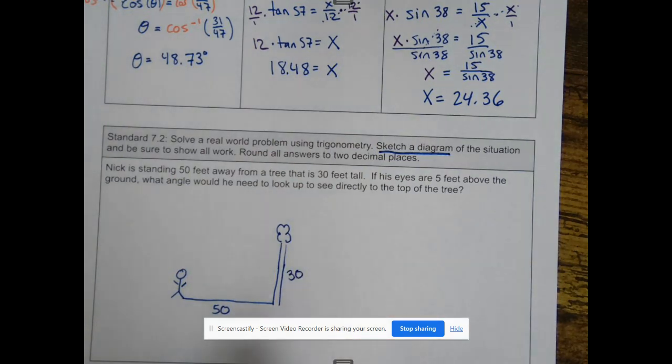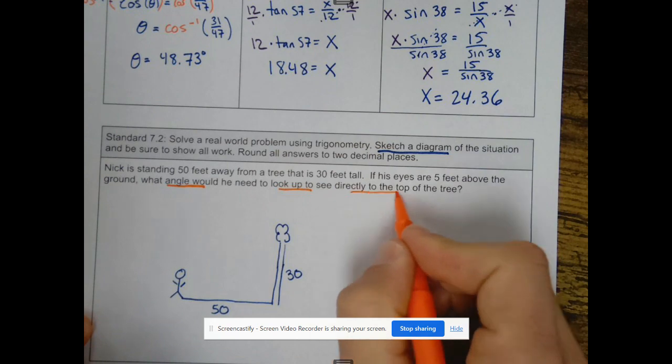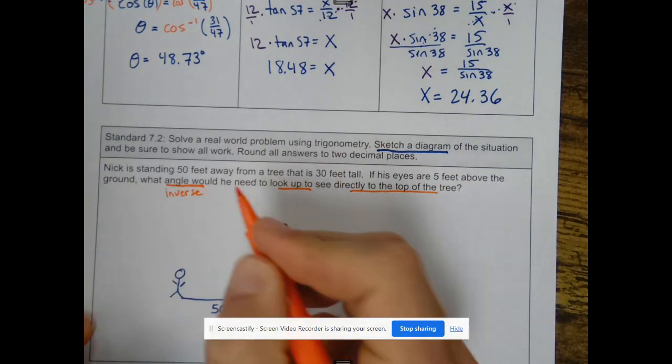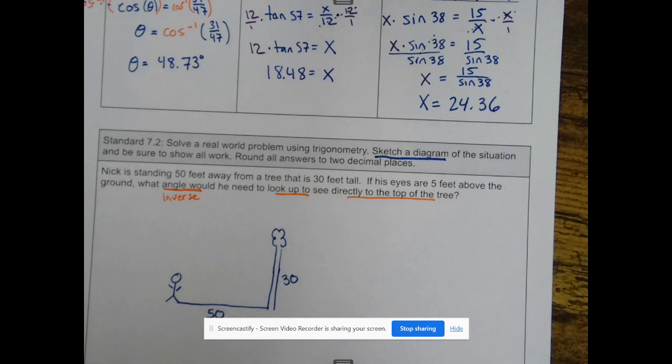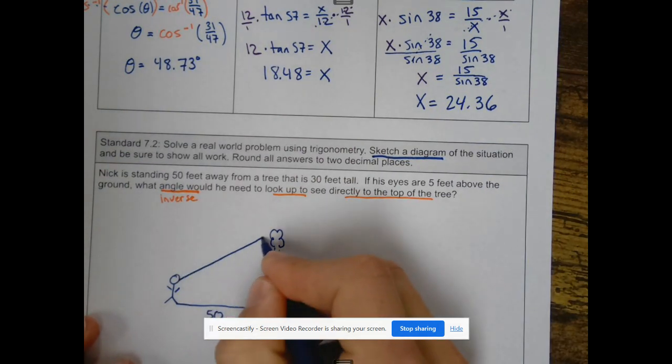Now, Nick is looking up to the top of the tree. What angle would he need to look up to see directly to the top of the tree? Now, angle is our key that we're going to be using inverse trig here. That's our clue. We're going to be using inverse. So we're trying to figure out what angle Nick would need to look up at to see the top of the tree?